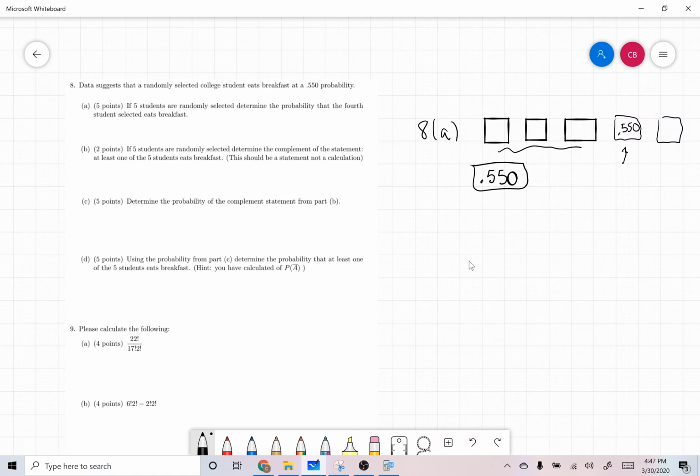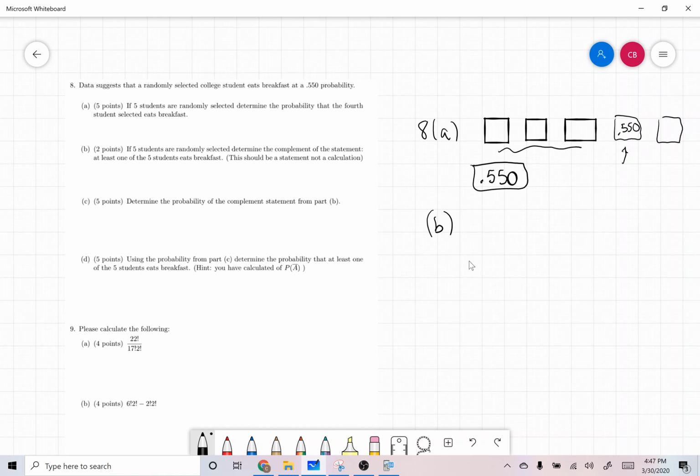So we just have to factor in that it doesn't really matter what the other guys do. It only really matters that every individual person has an independent chance of 55% of eating breakfast. So that's the first part. Part B says if 5 students are randomly selected, determine the complement of the statement, at least one of the 5 students eats breakfast.